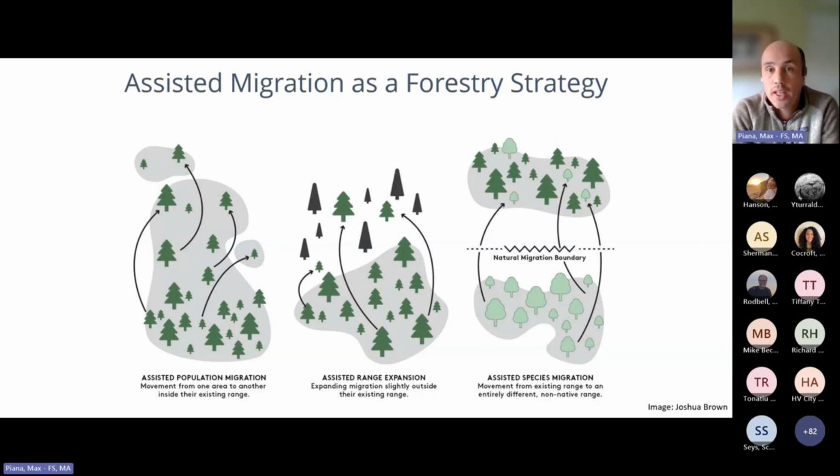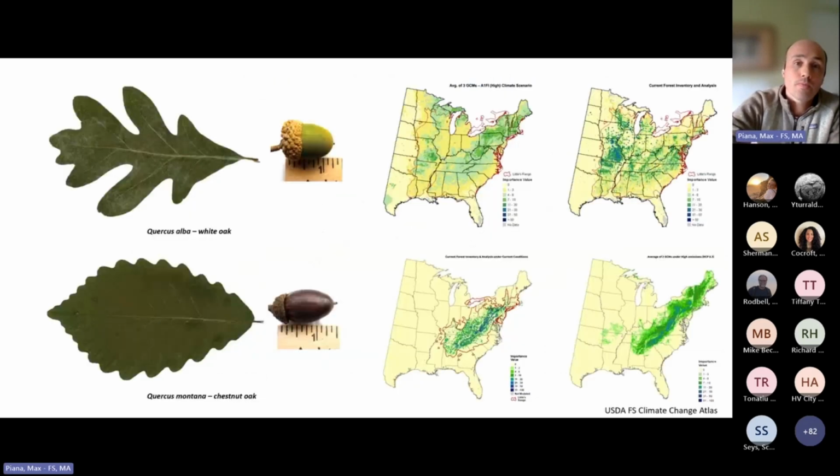And then to the far right is a more extreme and perhaps controversial approach, which is moving species outside their range and beyond in advance of climate change. So for this study, we're really looking at that assisted population migration study, working within the native range of two plants. We are working with white oaks, Quercus alba, and partnering with the White Oak Tree Improvement Program.